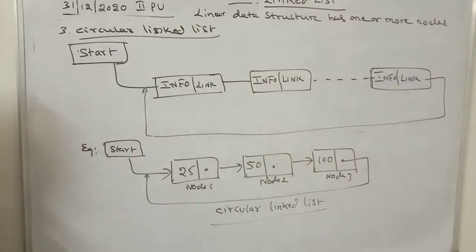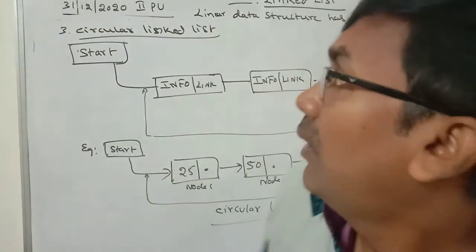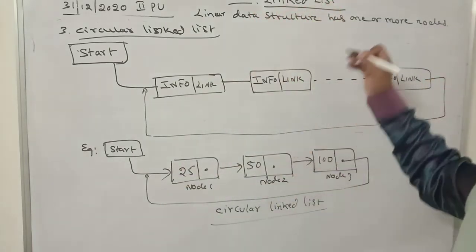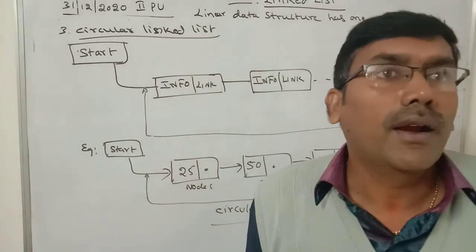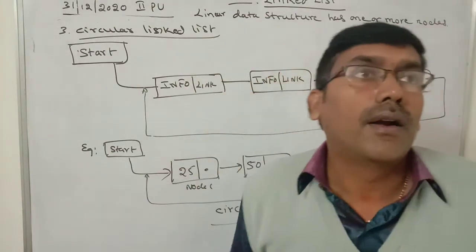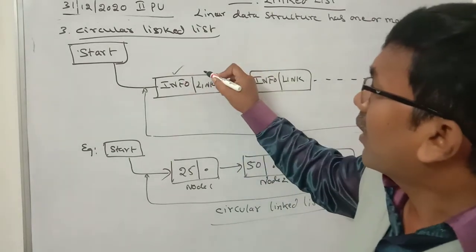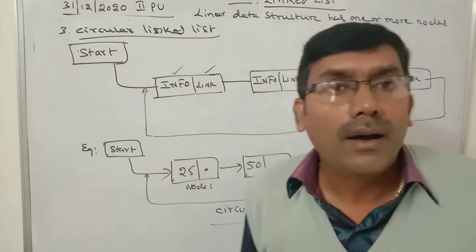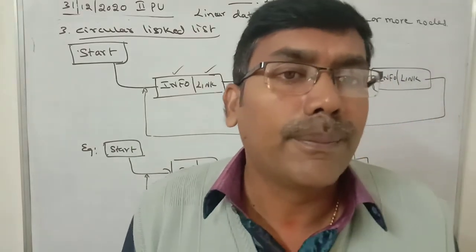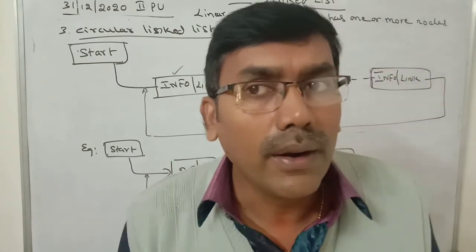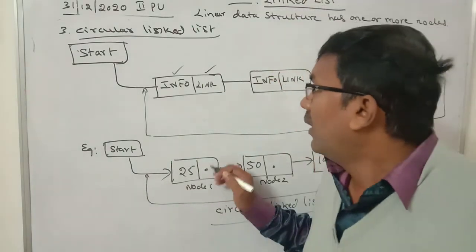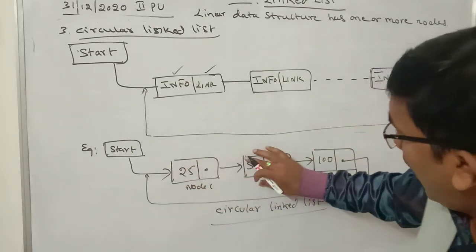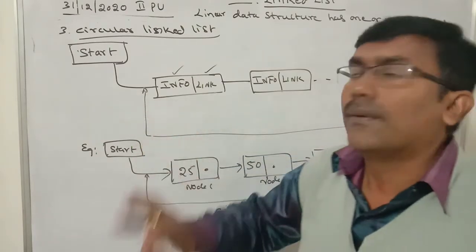Okay, so once again we can recap now. What is a linked list? A linked list is a linear data structure and it contains one or more nodes. N number of nodes it may contain, and each node has two parts. One is the information part and another is the link part. The information part holds the data. Already I told, data may be of any type, either integer, floating point or character type, and the link part holds the address of the next node. Like this you can have n number of nodes in the list.